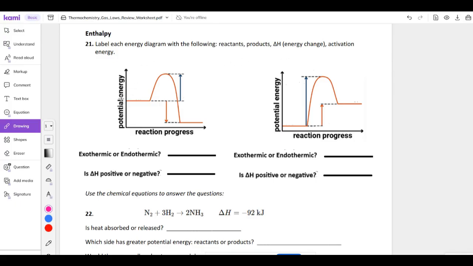All right, so these are energy diagrams. This is a chemical reaction. The entire thing is what's called the system. The system is like the beaker or the test tube that the chemical reaction is occurring in. It's the actual chemical reaction itself. Now, everything surrounding it, the air or the container, that's called the surroundings.